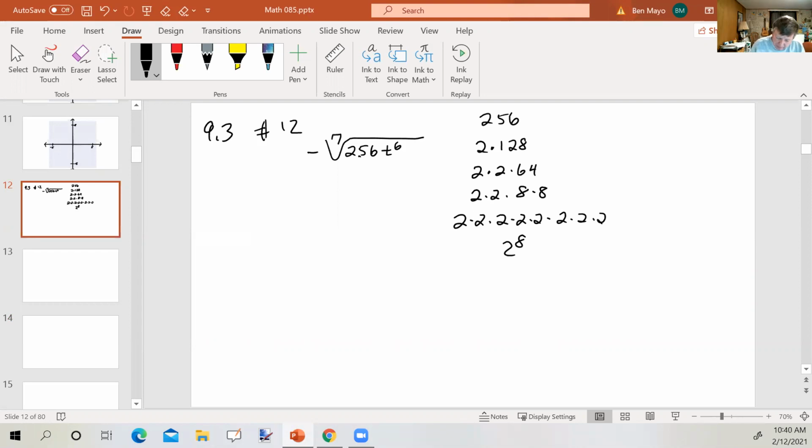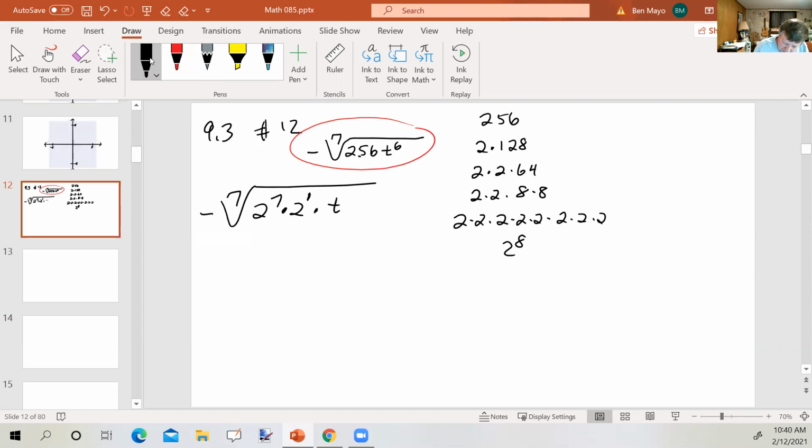Now, I'm going to rewrite it as negative the 7th root of 2 to the 7th power times 2 to the 1 power times t to the 6th power. Why did I separate it as 2 to the 7th times 2 to the 1? Because the nth root of a to the n is a when a is positive. In other words, these two things undo each other.